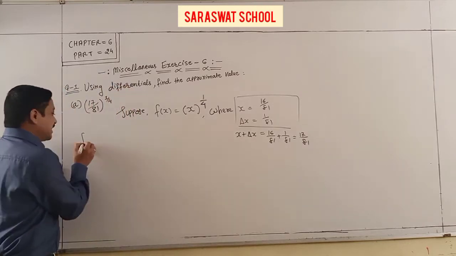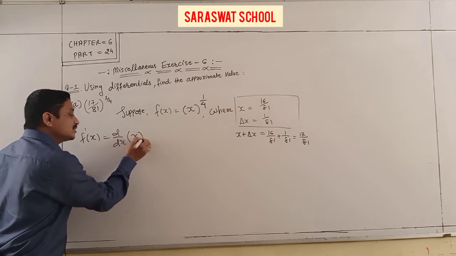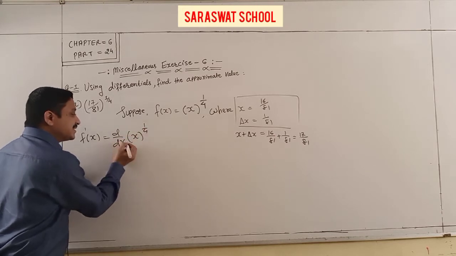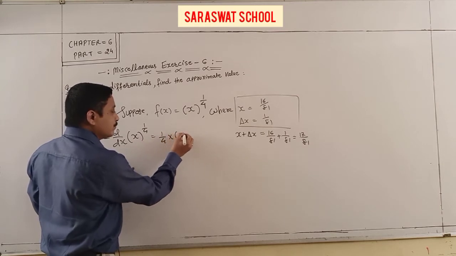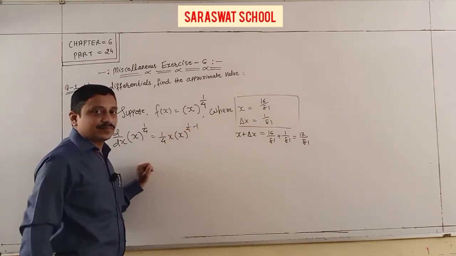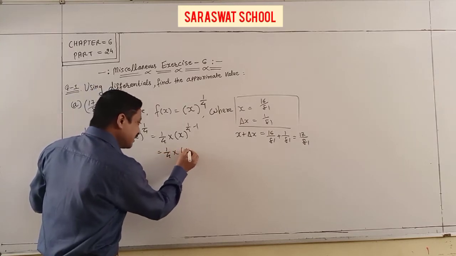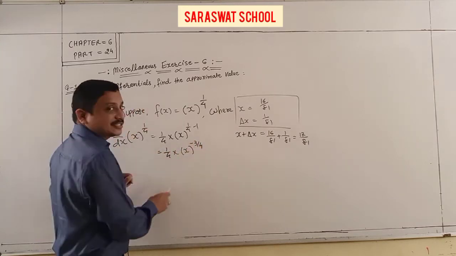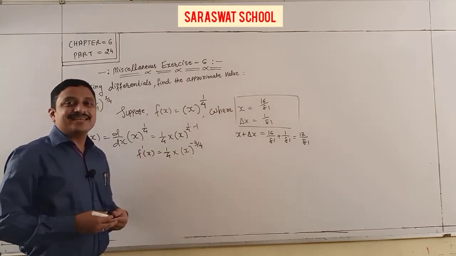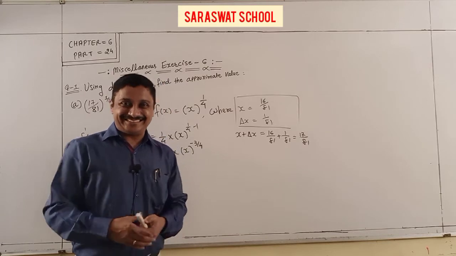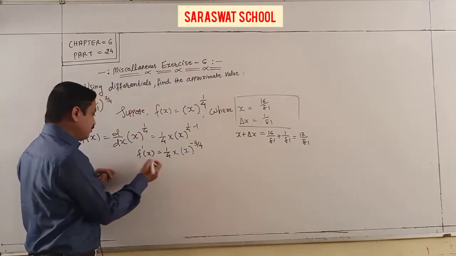So now I start with f'(x), d/dx of our function, and apply that simple derivative. So 1/4 x raised to 1/4 minus 1. So my answer is 1/4 x raised to minus 3/4. And students, here our first derivative is easily done. So students, 1/4 x raised to minus 3/4.